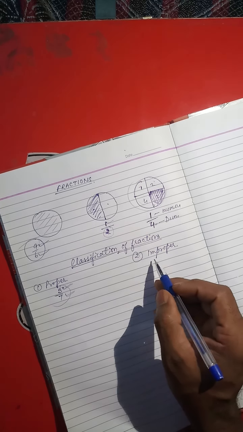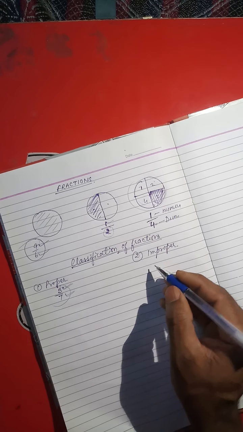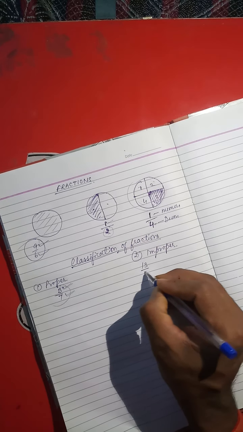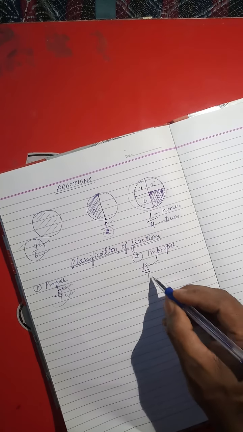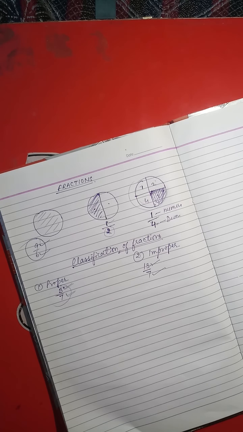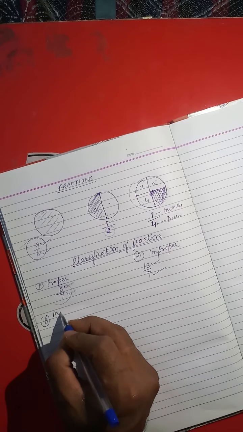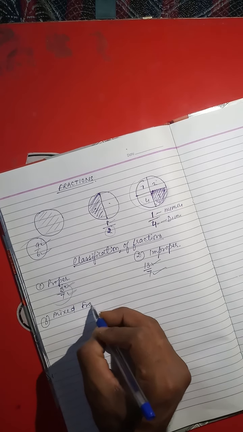In contrast, an improper fraction is a fraction in which the numerator is greater than the denominator, जहाँ पर numerator बड़ा होगा denominator के. 13 is the numerator and 7 is the denominator. Here numerator is greater than the denominator. In such a case it is an improper fraction. Then the third one is mixed fraction.